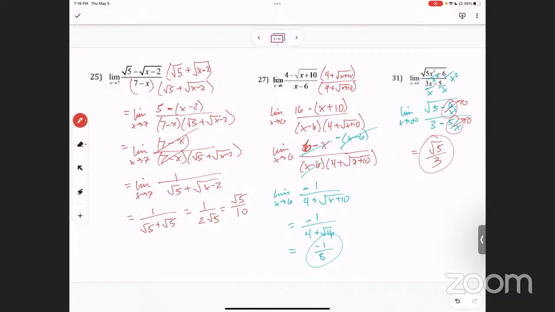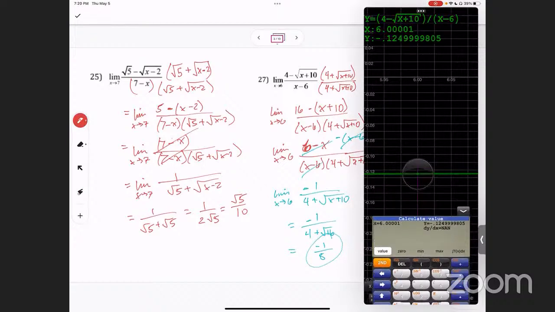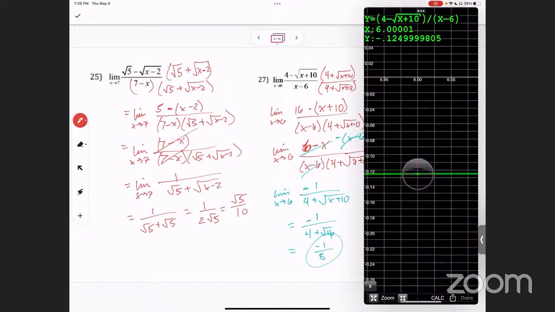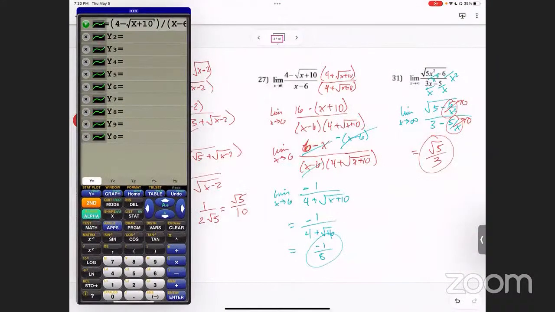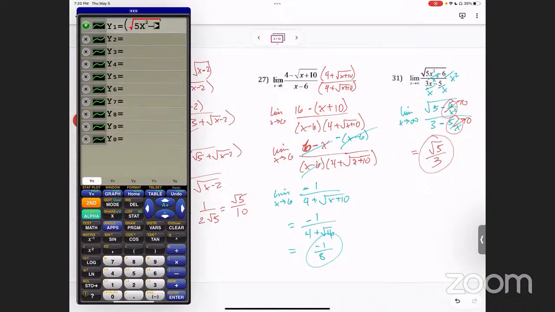You could, but it would be harder to know, because you're going to have to plug in x going to infinity. So it's not like you can see that number, but you can do it. I'll show you what I'm talking about. If you punch in the square root of 5x squared minus 6.